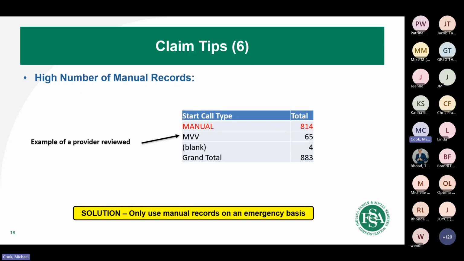If technology wasn't working, if a phone wasn't available, if something happened where an employee just was not able to start or end an EVV visit, we know things happen, and we know there are circumstances where it's not feasible. Providers are allowed to create manual records on an emergency basis, but they really should be treated as emergencies. So, common tip here: only use manual records as an emergency basis or as a last resort.